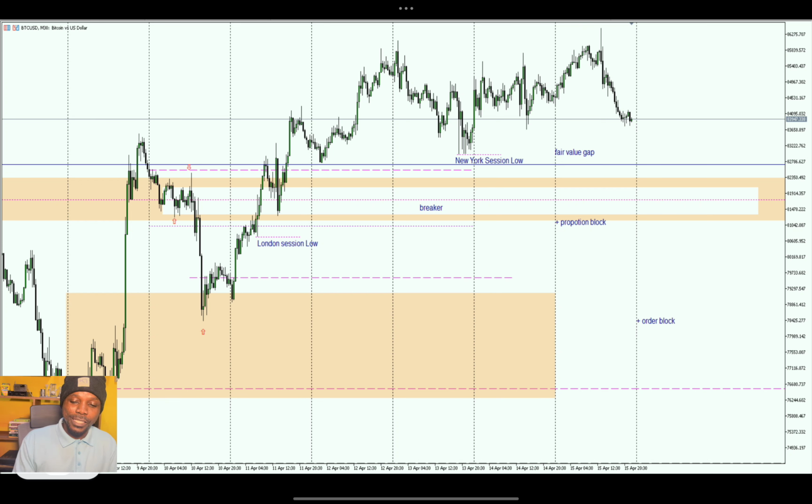Okay, so that is BTC for you, and you could see that ICT's strategy and analysis works perfectly on the chart. So I don't get it when people say that ICT's material is for some specific asset pairs. It's not so.